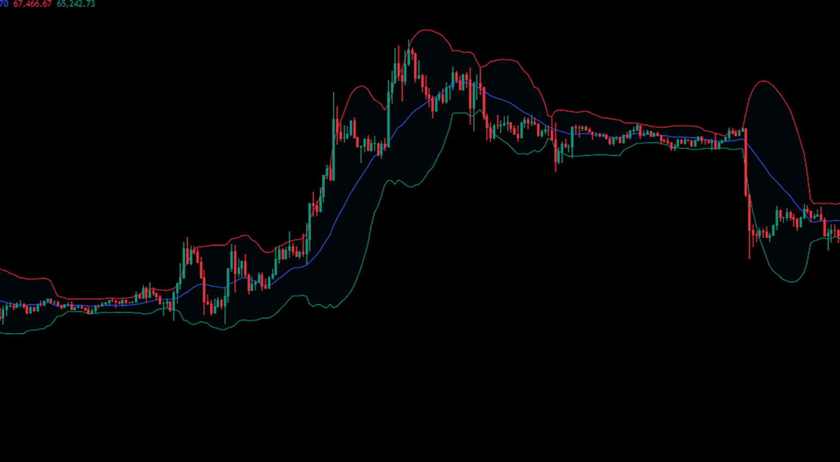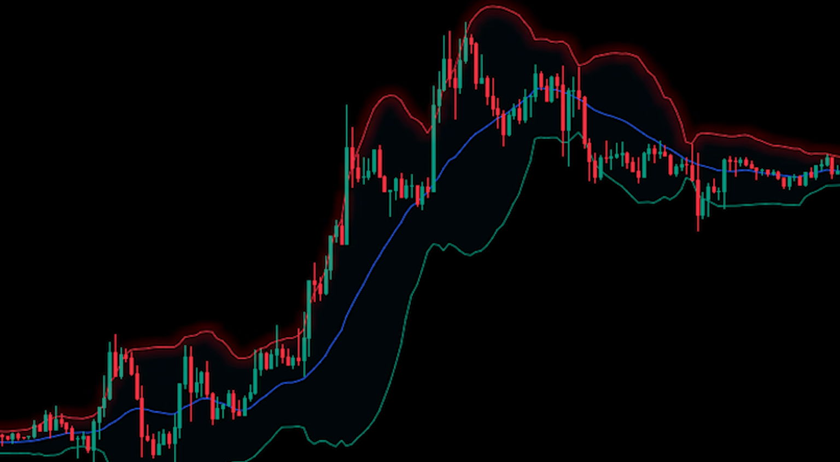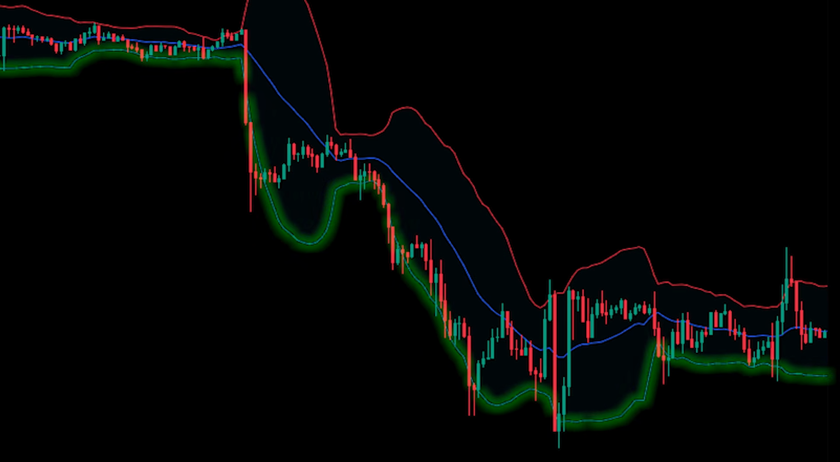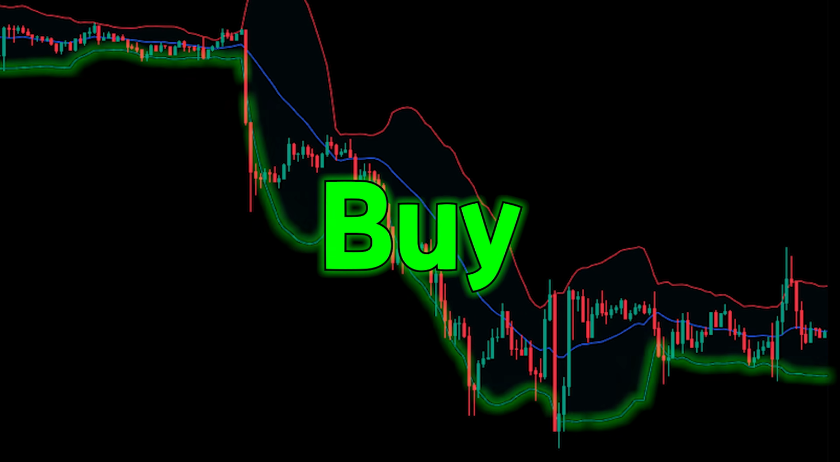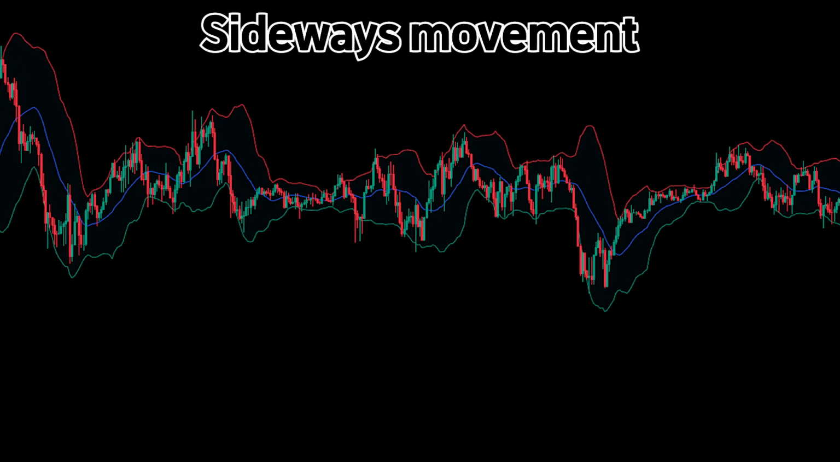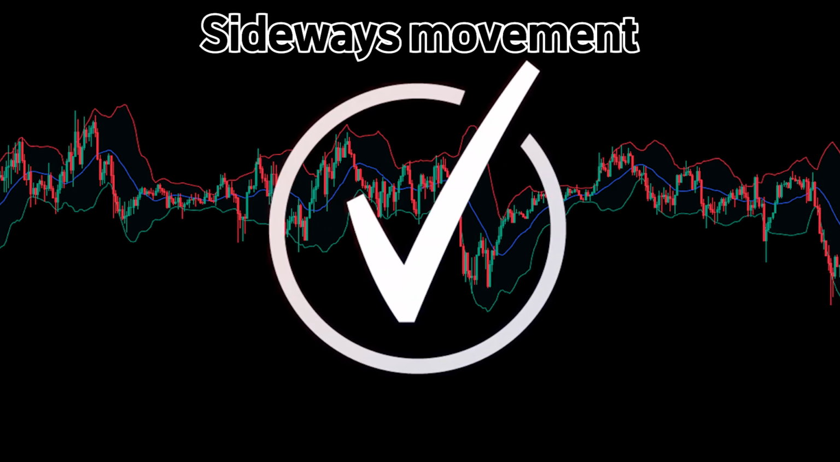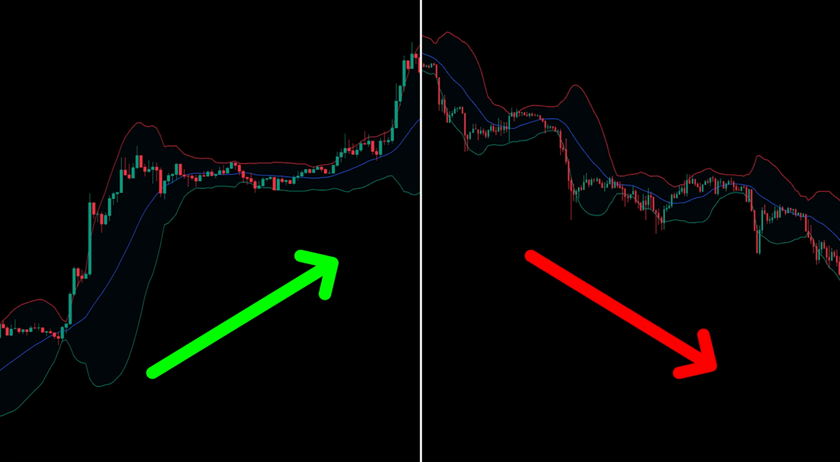Most people use Bollinger Bands like this. When a candle touches the upper band, overbought, so sell. When it touches the lower band, oversold, so buy. That's not entirely wrong. In sideways markets, it actually works. The problem is when a trend forms.